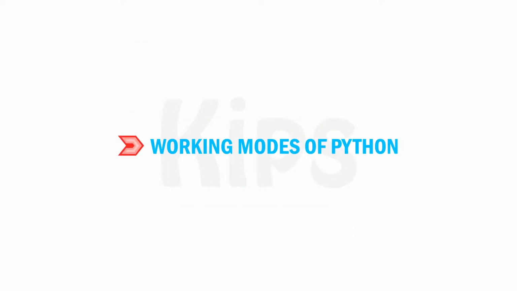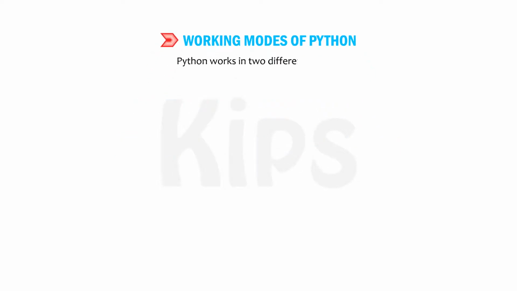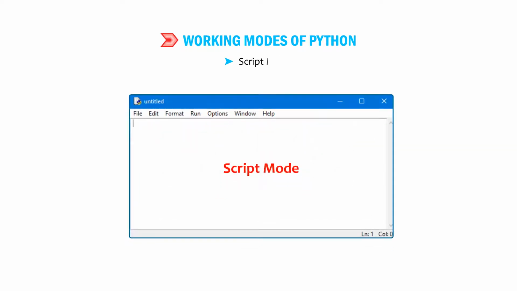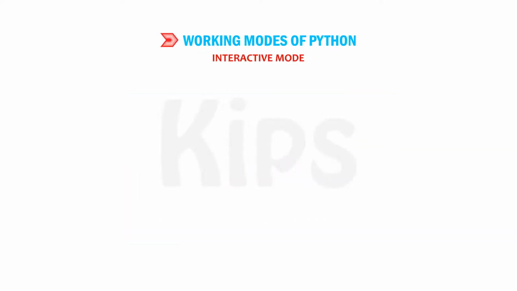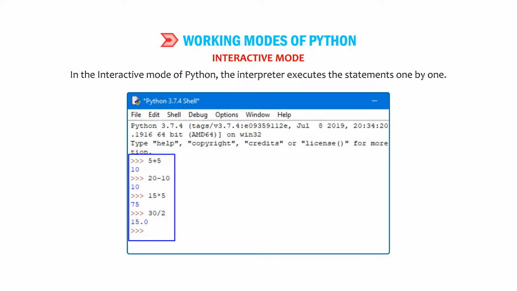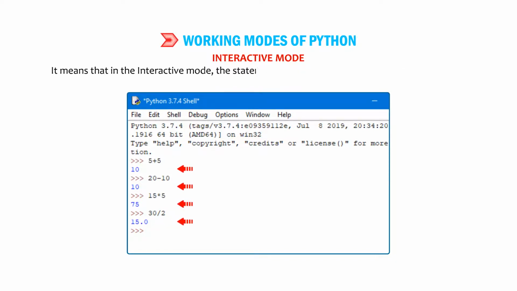Students, now let's talk about working modes of Python. Python works in 2 different modes: interactive mode, script mode. Interactive mode. In the interactive mode of Python, the interpreter executes the statements one by one. After the first statement is executed successfully, it moves to the next statement. It means that in the interactive mode, the statements are executed line by line, giving the output instantaneously.